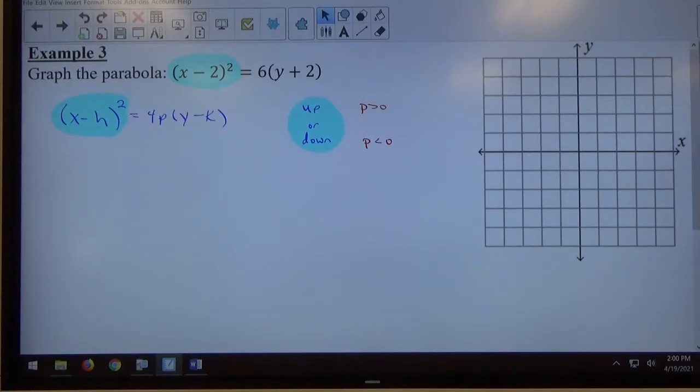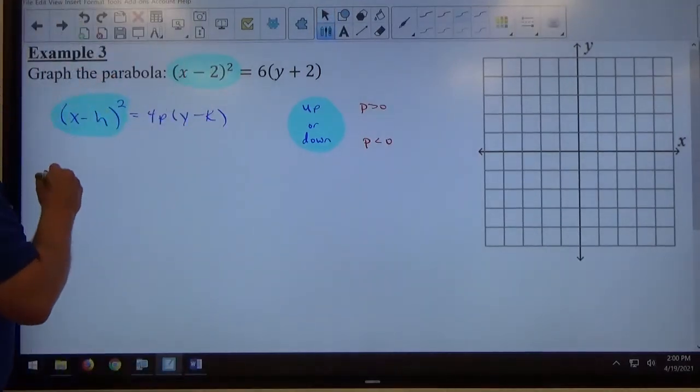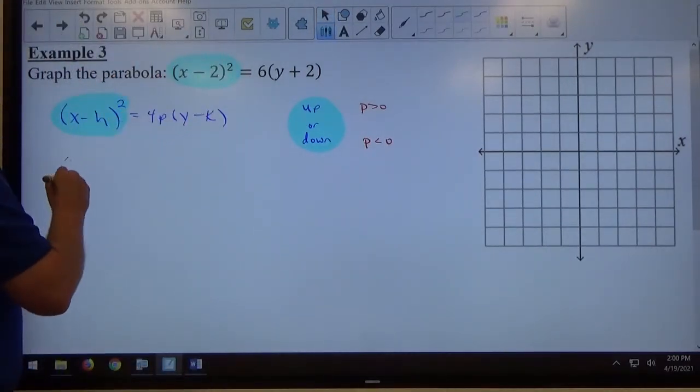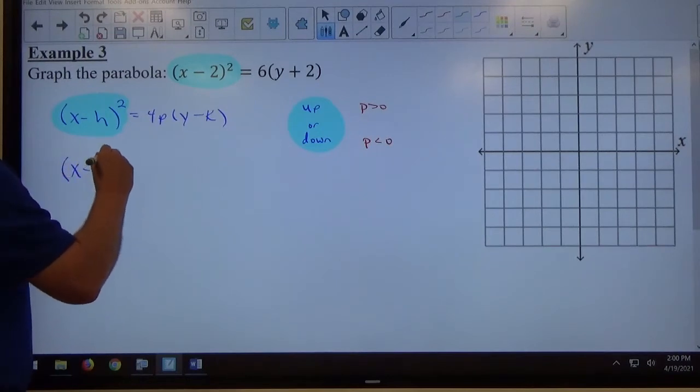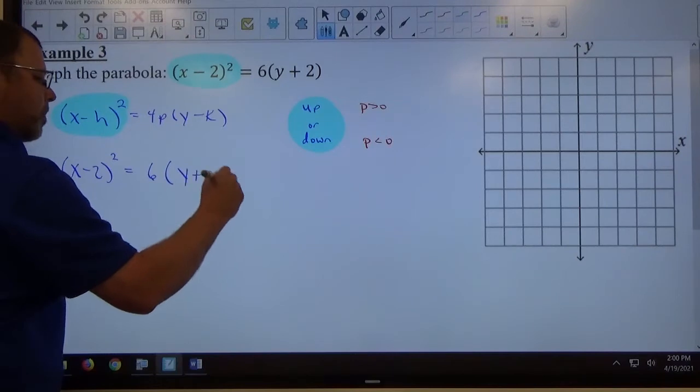So I need to find out 4 specific pieces of information. These pieces of information are as follows. I need to know what h equals, what k equals, what p equals, and what direction the parabola goes, up, down, left, or right. If I have those 4 pieces of information, I can then plot the parabola very easily. So here we go. In our equation, I'm going to write this below here. I've got x minus 2 parentheses squared equals 6 parentheses y plus 2.